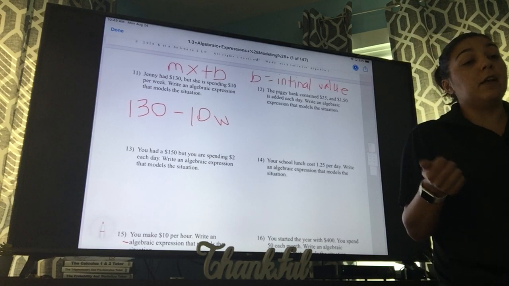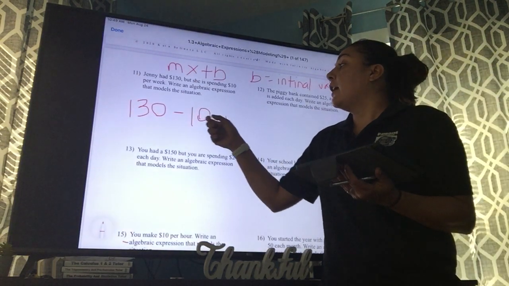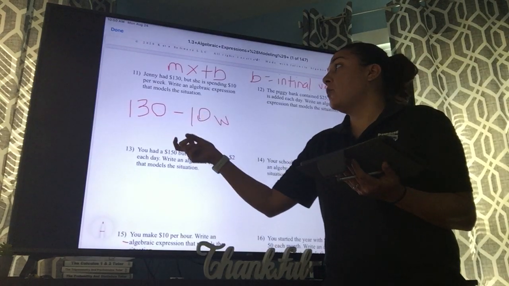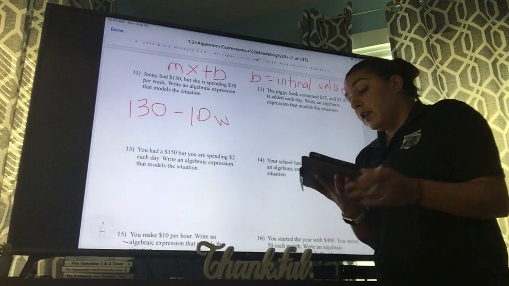And you guys can do that in your head. 130 minus 10 is 120. If you plugged in 1 here, okay, 10 times 1 is 10. 130 minus 10 is 120, okay? So don't make it harder than it needs to be. Let's look at the next one.